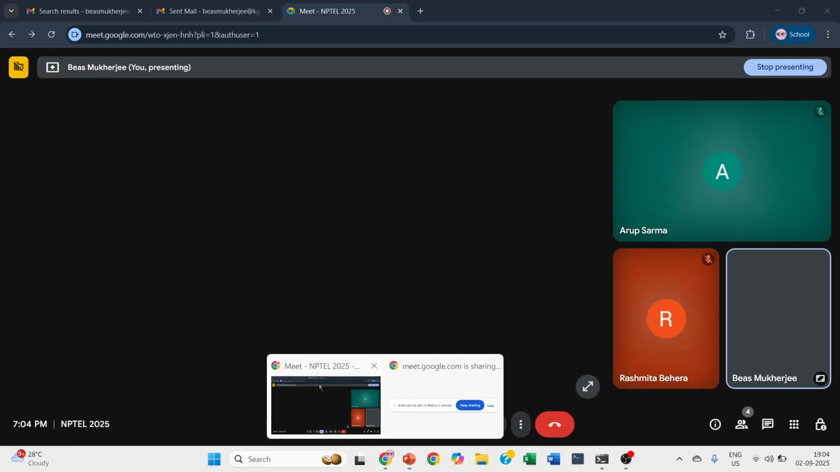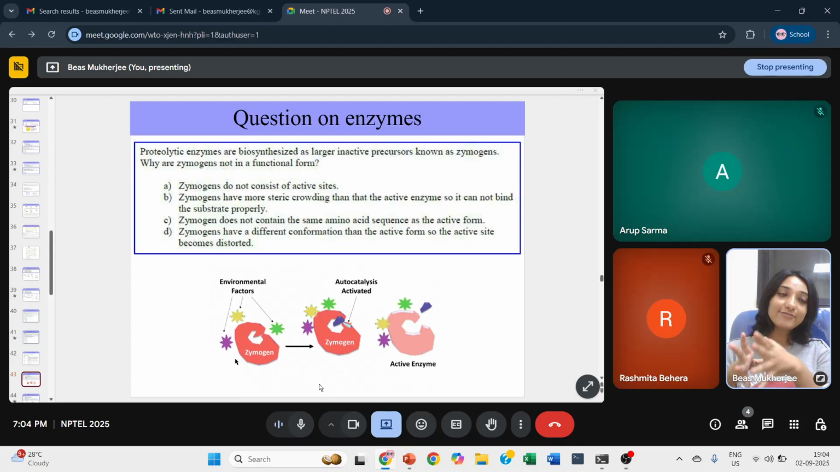Now, we talked about zymogens. There is an even longer list waiting for you at the end of this PPT. In that list there are many chemical agents, endopeptidases and exopeptidases whose cleavage sites you will have to remember, because those are very important for exams.